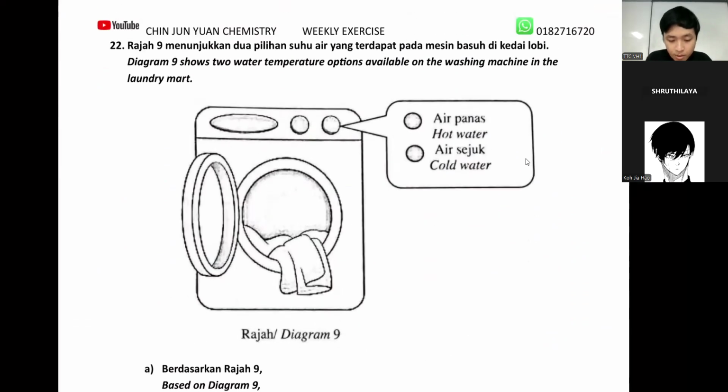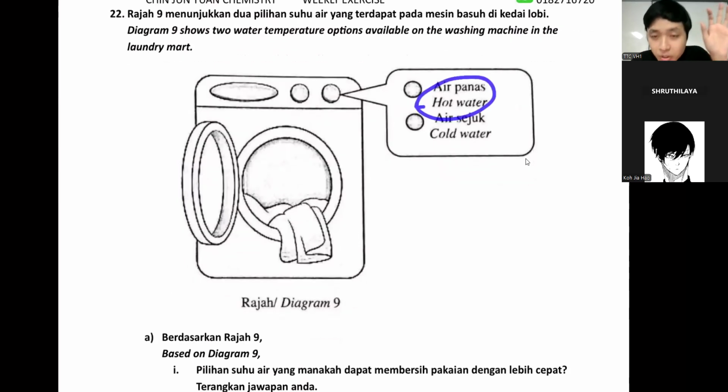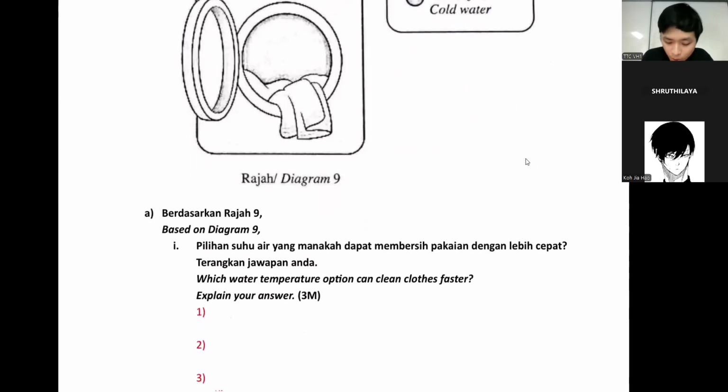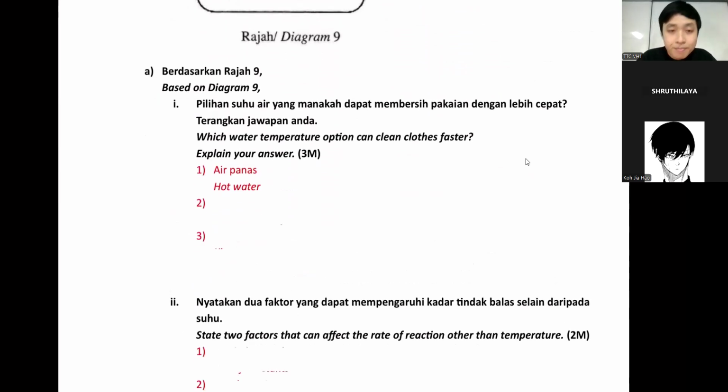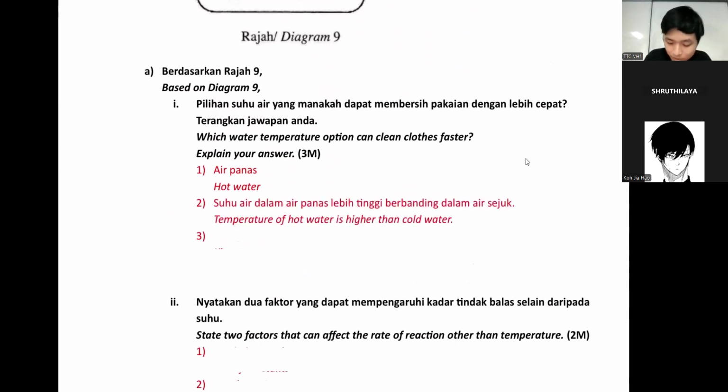Question 22. Diagram 9 shows two water temperature options available on the washing machine in the laundry mat. So the options are hot water and cool water. They ask, which water temperature option can clean clothes faster? Explain your answer. Very obvious, the answer should be hot water. But why? What should you say? The temperature of hot water is higher than cold water. Yes, simple. Another mark.